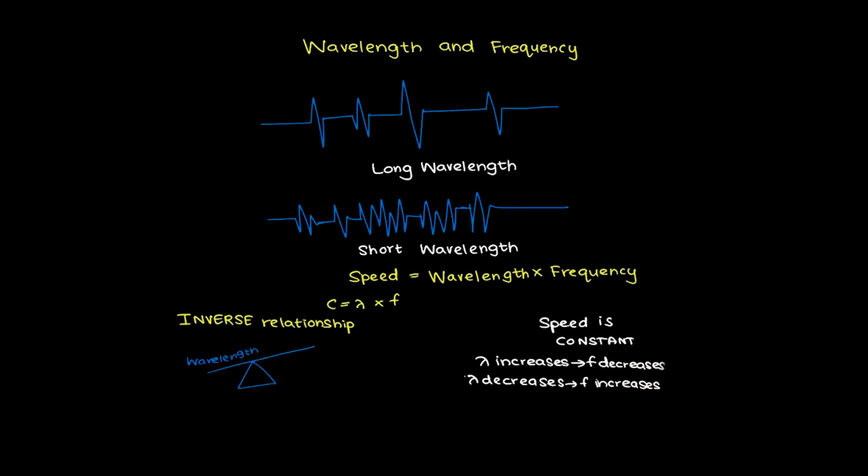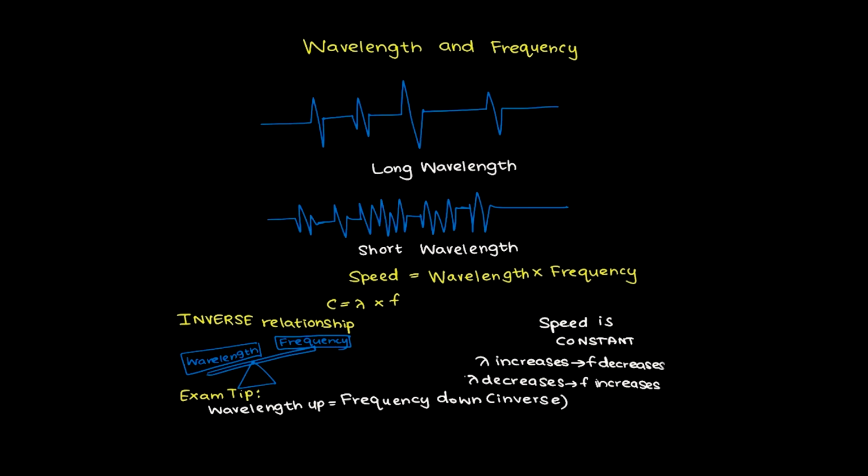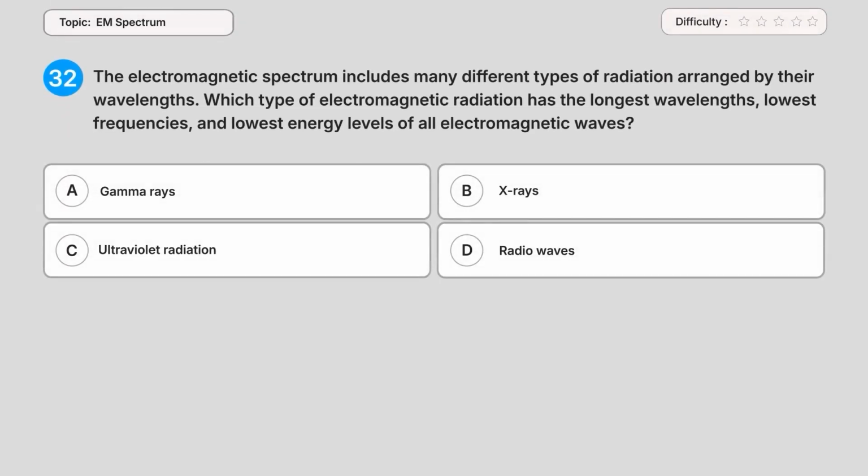Here's a WGU C165 OA exam tip for you. Wavelength and frequency are inversely related for electromagnetic waves. Longer wavelength means lower frequency. The formula to remember is speed equals wavelength times frequency. Quick recall hook. Long waves, slow cycles. Longer wavelength means lower frequency.